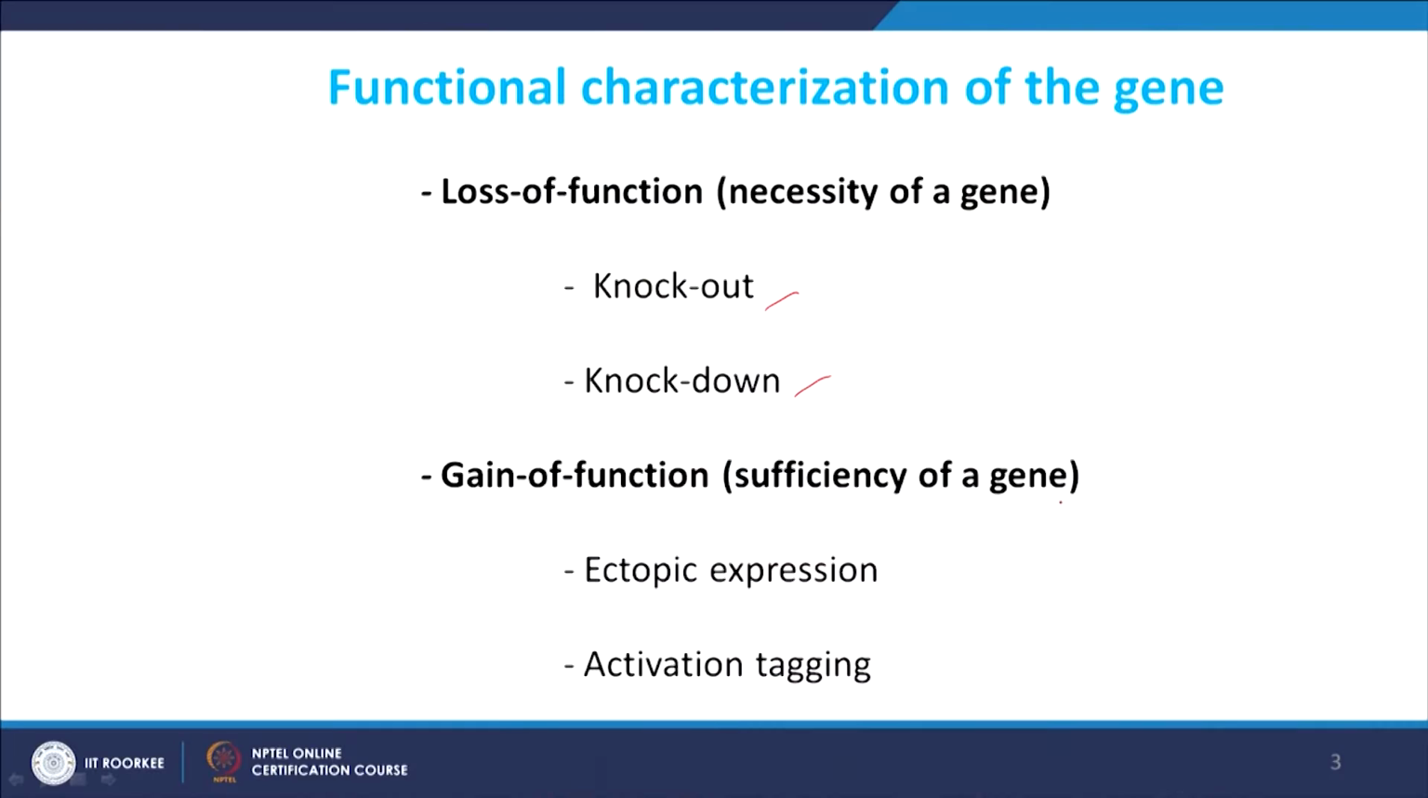And in gain of function, there are two ways to do that. One, which I told you, is ectopic overexpression or ectopic expression. You change the promoter, you use some broader promoter to express this gene in a tissue where normally it is not expressed. The second method is activation tagging, which we will see later on.